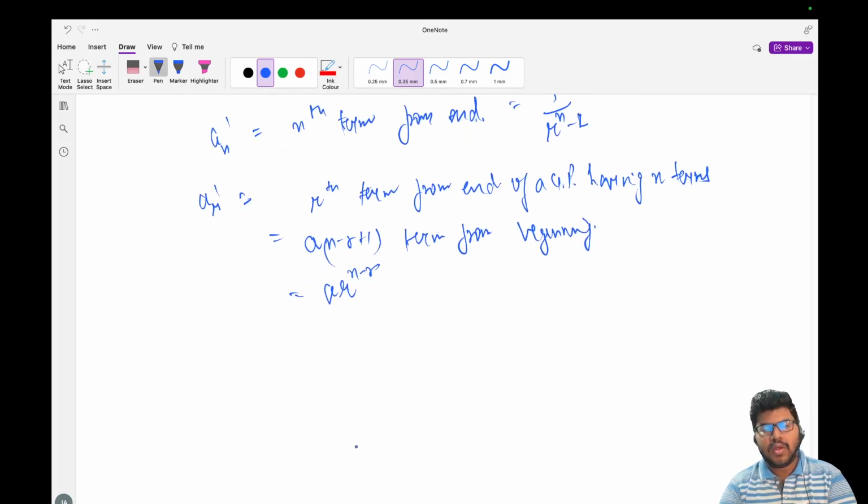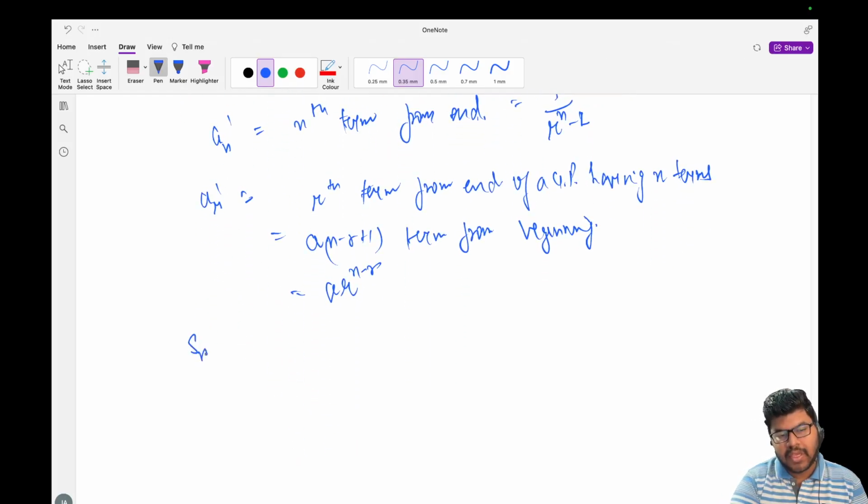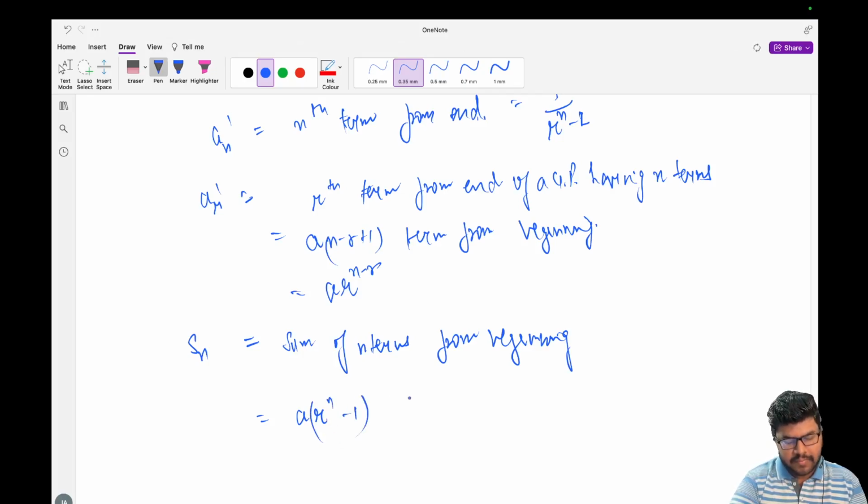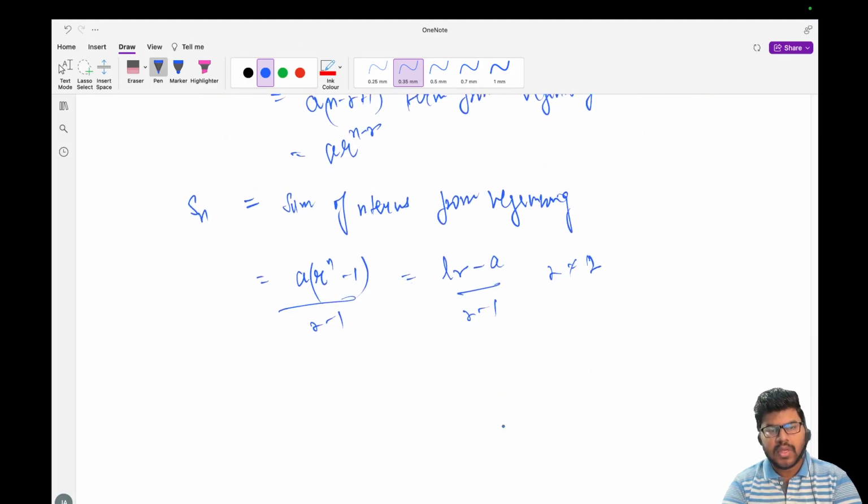Now similarly, as we see in the case of AP, there is also a summation term in GP, which is the sum of n terms from the beginning. This is equal to a(r^n minus 1) upon r minus 1, which is (last term into r minus a) upon r minus 1, where r is not equal to 1, right?